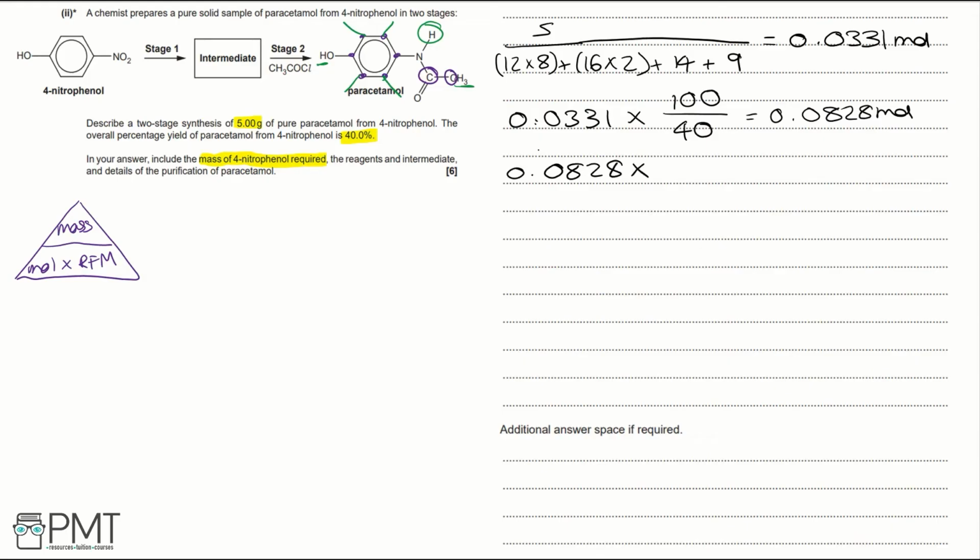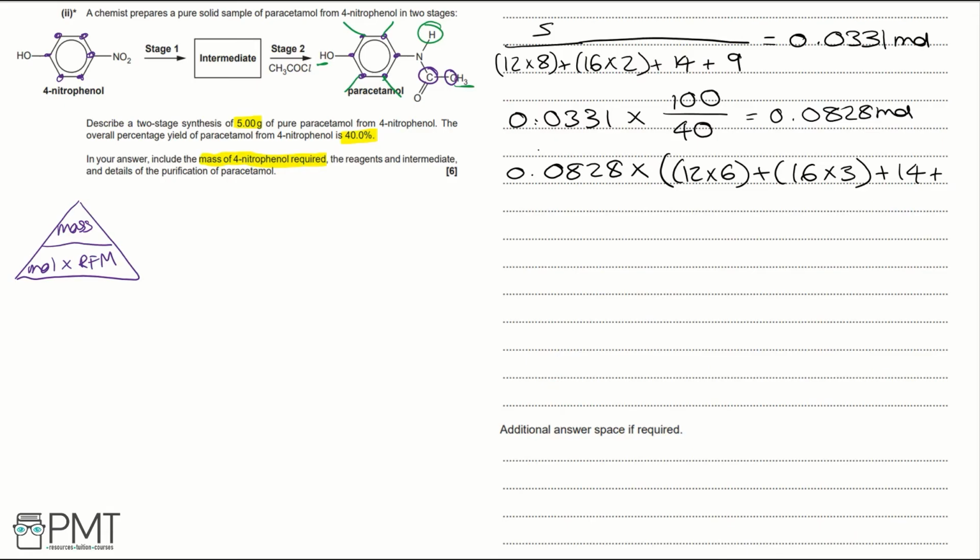So that would be 0.0828 multiplied by the relative formula mass, which I'll now work out. So again, counting the number of carbons. We have 1, 2, 3, 4, 5, 6 carbons. So we would have 12 times 6. Plus the number of oxygens. We have 3 oxygens. So we have 16 times 3. Plus the number of nitrogens. Well, that's 1 nitrogen again, so that's plus 14.